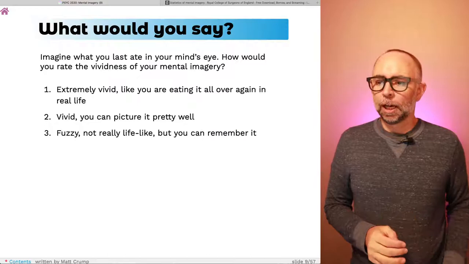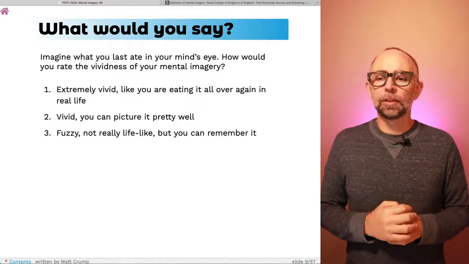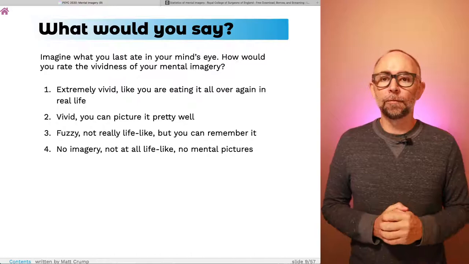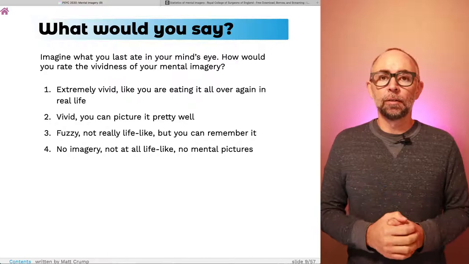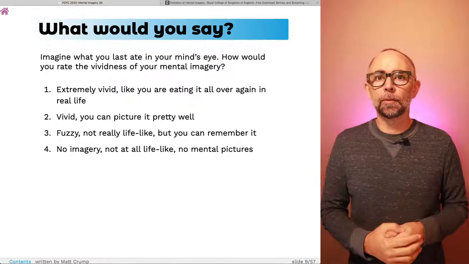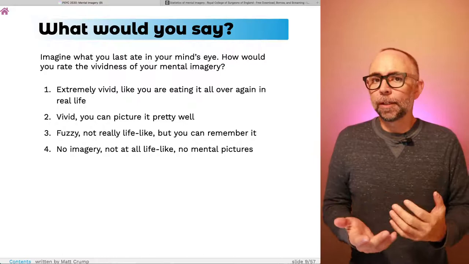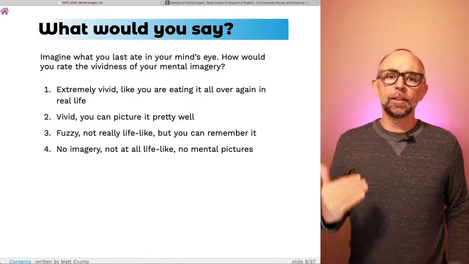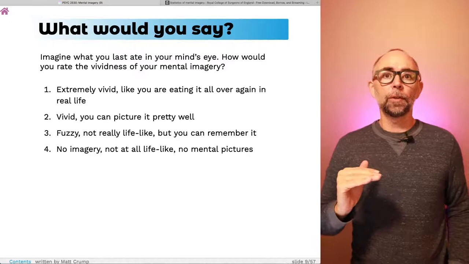How about a 3? 3 might be, it's fuzzy, it's not really lifelike so much, but you could remember it. A 4 might be no imagery, not at all lifelike, no mental pictures. So when you're thinking about your breakfast, you know what you had for breakfast, but there's no imagery experience of reliving this experience. So I listed these options from very, very vivid to no vividness or no mental imagery at all.